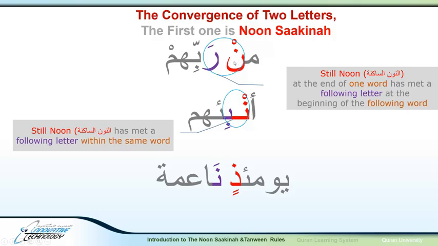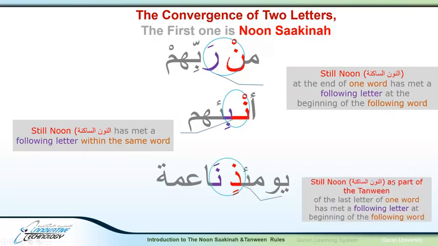Nun sakinah has two possibilities. It can happen at the end of the word followed by another word, or it can happen with two letters converging within a single word. But tanween always happens across two words. So the tanween of the dhal is basically a nun sakinah as part of that tanween. Then there is a nun sakinah at the end, and that nun sakinah has met the nun of the following word, and that convergence would result in a rule of tajweed similar to that of the nun sakinah.